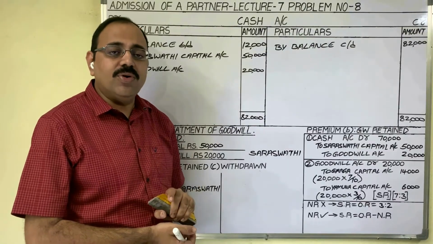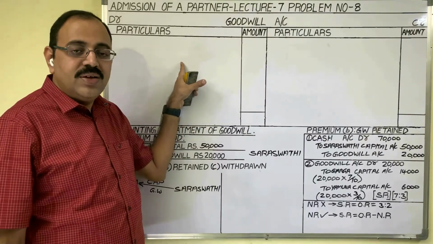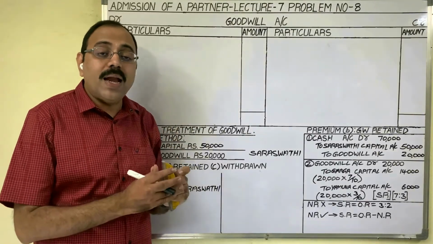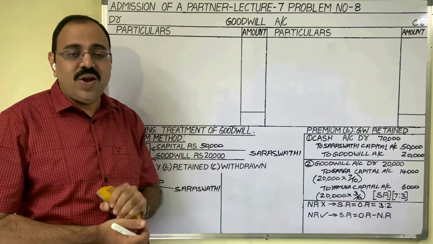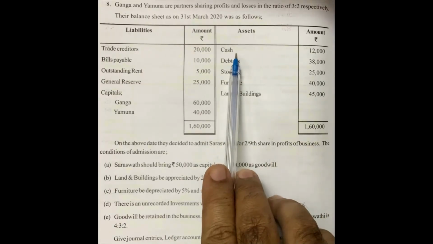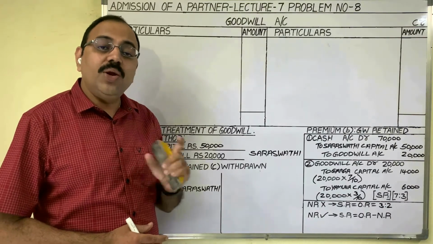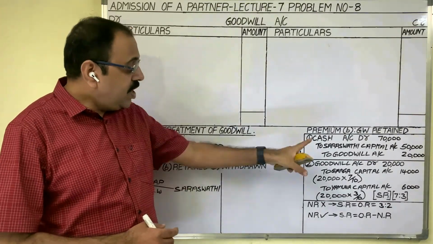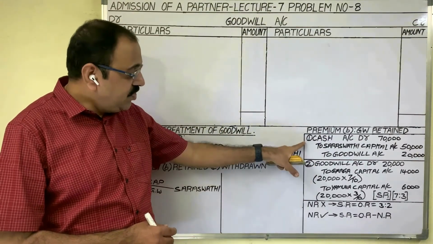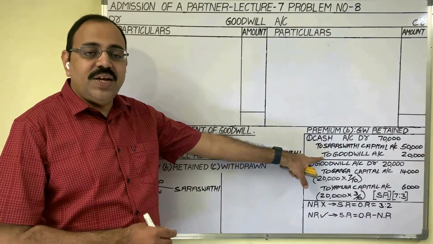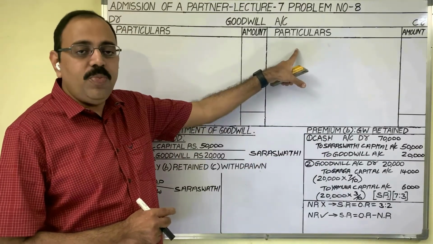After the cash account, we have to prepare the goodwill account. This is the goodwill account. First we have to observe the old balance sheet under the asset side, whether any goodwill is given or not. In the old balance sheet under the asset side, there is no goodwill amount. As there is no goodwill in the old balance sheet, directly we have to post these two entries in the goodwill account. See the first entry, goodwill account is credited.